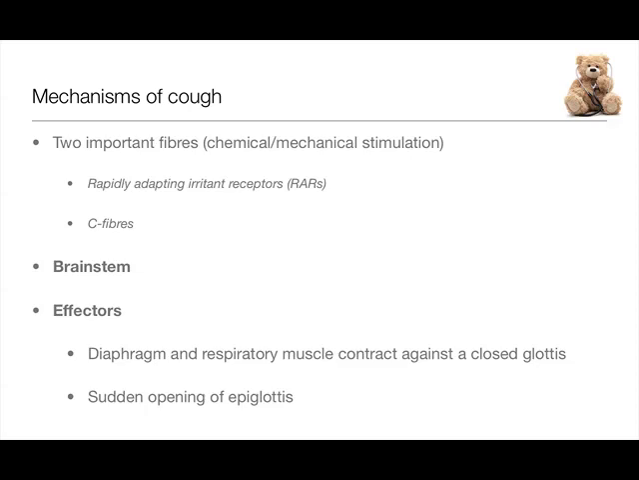The reflex from this stimulation relays via the brainstem before effecting a cough. The cough is actually effected by the contraction of the diaphragm and respiratory muscles against a closed epiglottis, increasing the pressure inside the thorax. The epiglottis is then opened suddenly, releasing a short, sharp burst of air, which is what we know as the cough.